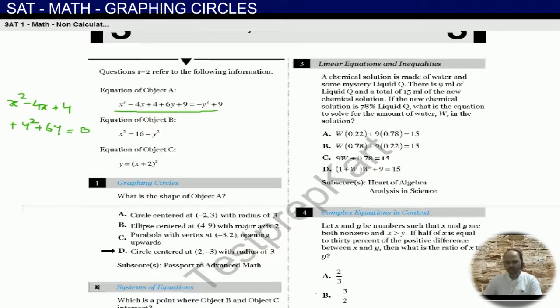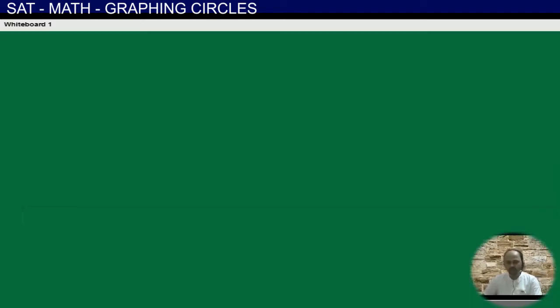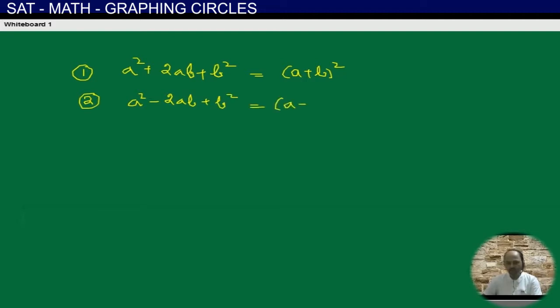Now the question is, if we use the completing square method, let me tell you what the completing square method is. First of all, when we have a squared plus 2ab plus b squared, we can write this as (a plus b) whole squared. This is an algebraic identity. And when we have a squared minus 2ab plus b squared, it should be (a minus b) whole squared. This is another algebraic identity.